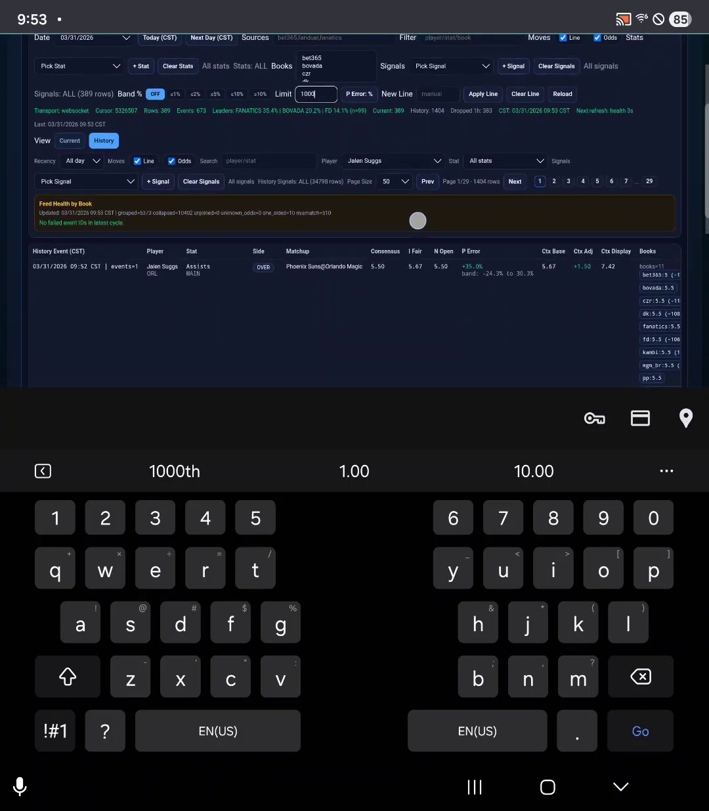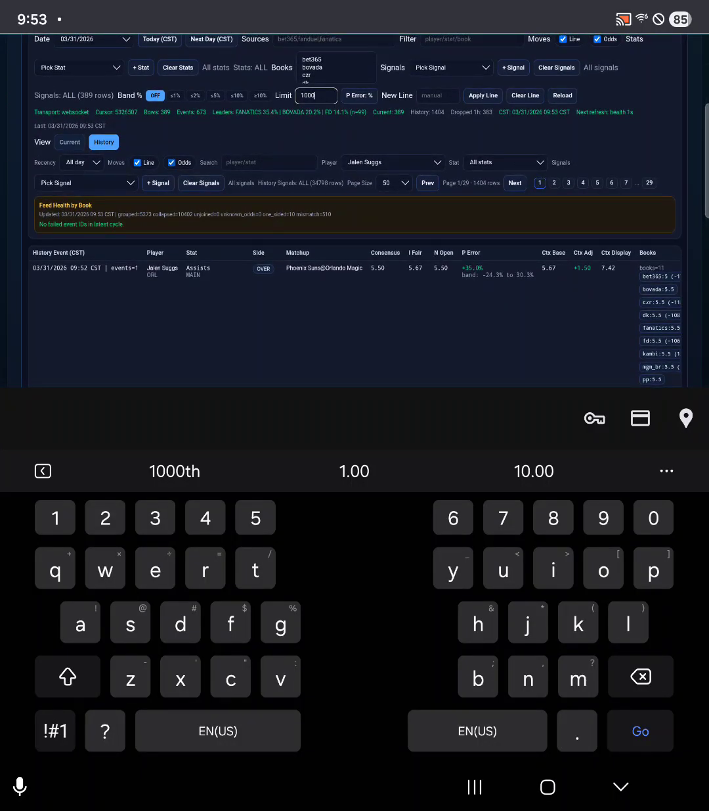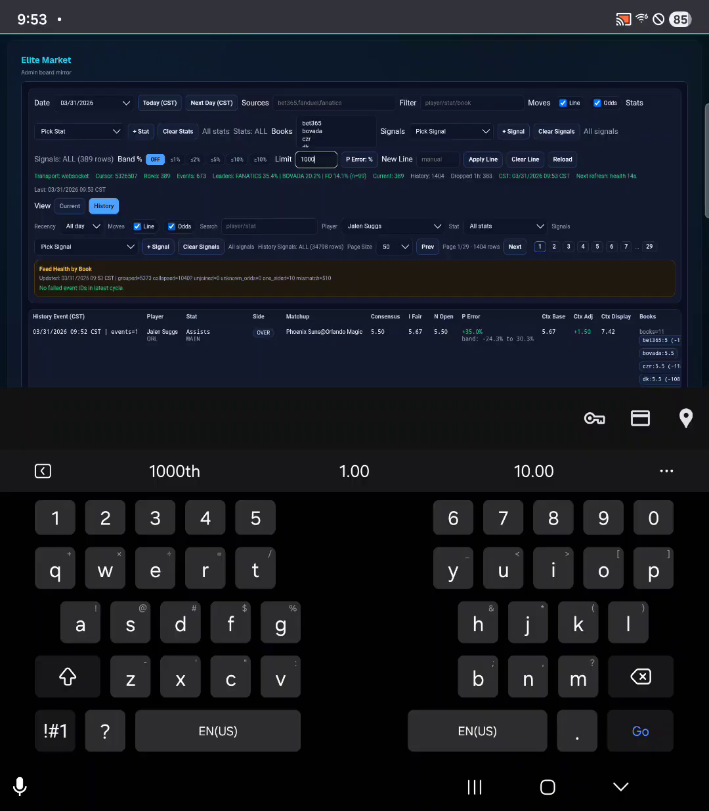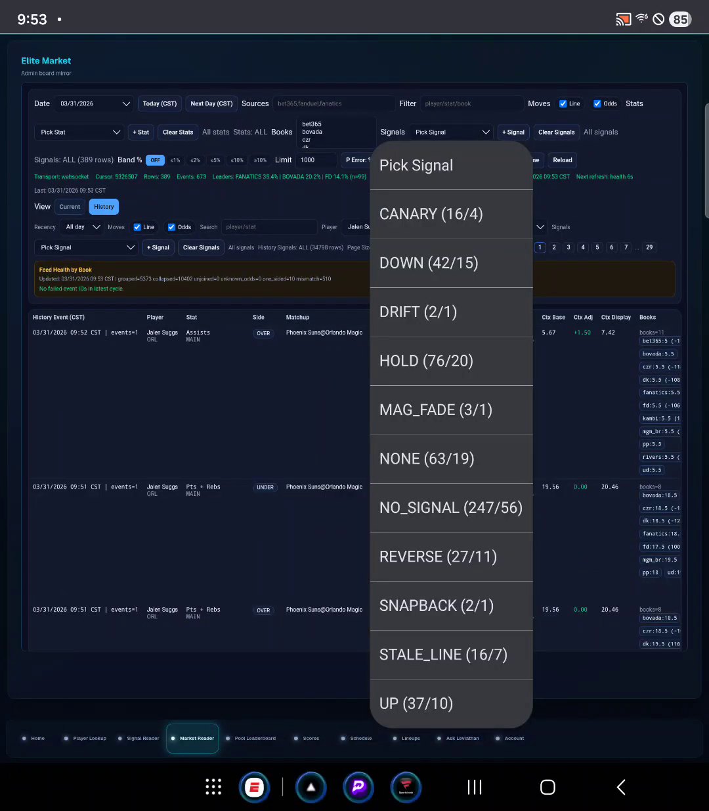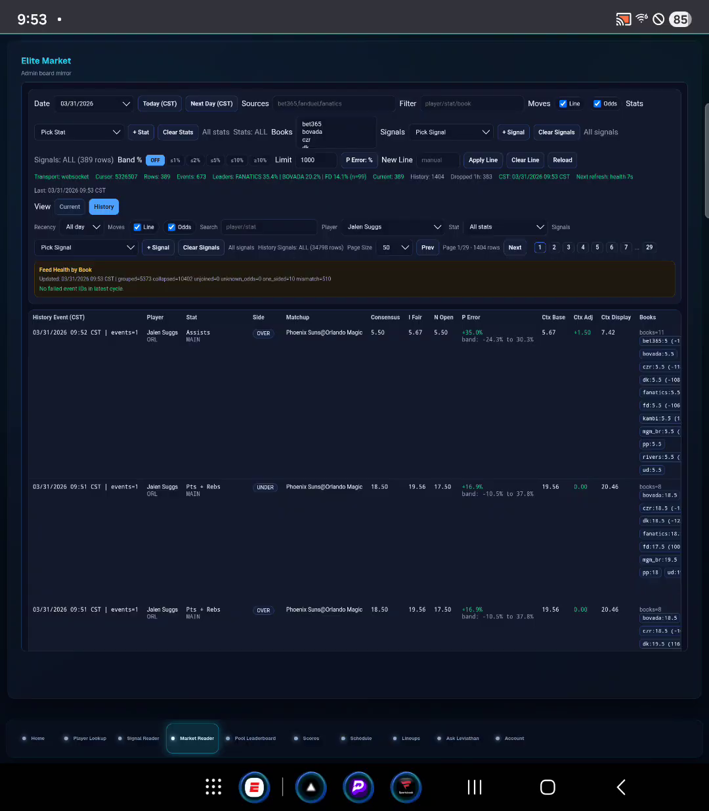Band is referring to the fair line. So if there's a certain percent of difference, it will pick it up from the fair line filter right there, a band percent. Signals will show you different types of signals that were classified. Canary, drift, magnitude fade, reverse snapback. All these are real signals that we talk about already in the Discord. So you can see those signals play out.